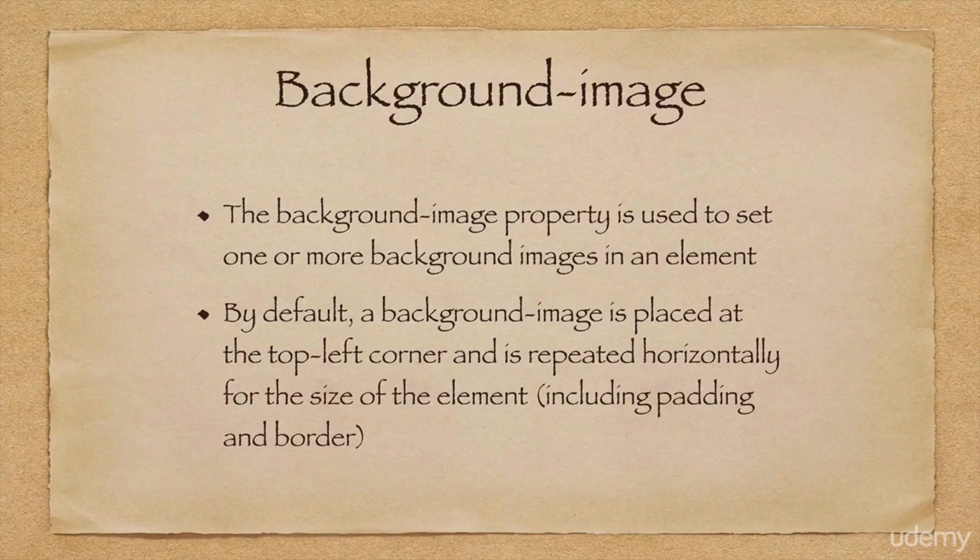Background image. The background image property is used to set one or more background images in an element. By default, a background image is placed at the top left corner and is repeated horizontally for the size of the element, again including padding and border. What potentially happens is the background image will be repeated if it's smaller than the size of the element, although there is extra functionality, extra properties you can set that have a no repeat option, so that you would only have the image in there once. So that's background images, and that's used to set the background images in your elements.